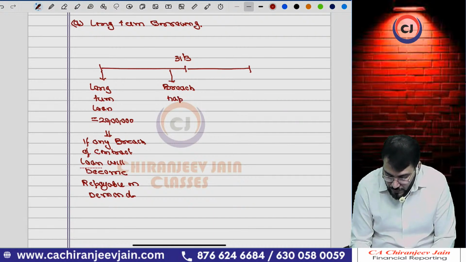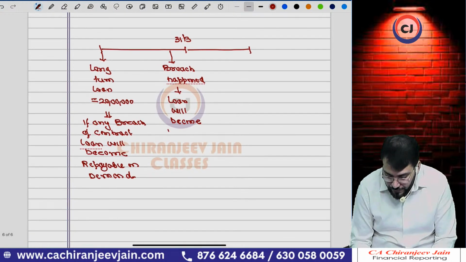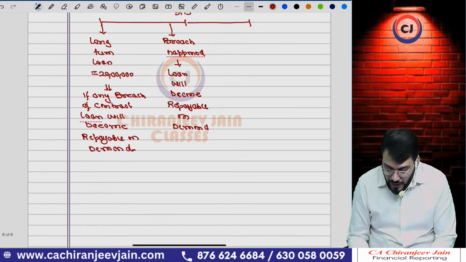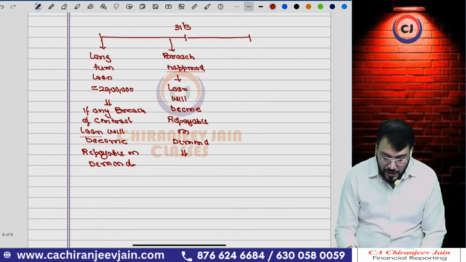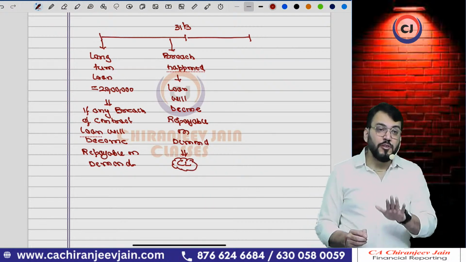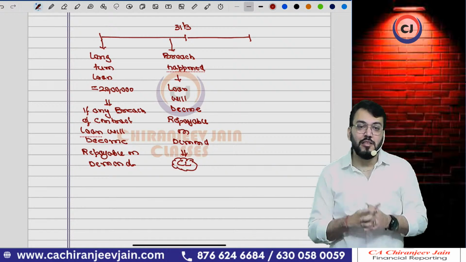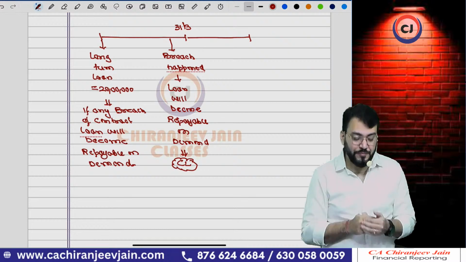Understood? Before 31st March. It means now the loan will become repayable on demand. Understood? And therefore it will be classified as a current liability. It means on 31st March in the draft financial statement, even though originally it was long-term borrowing, now it will be shown as a current liability in the draft financial statement.